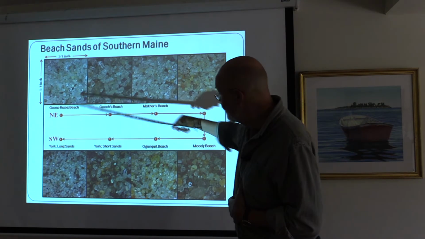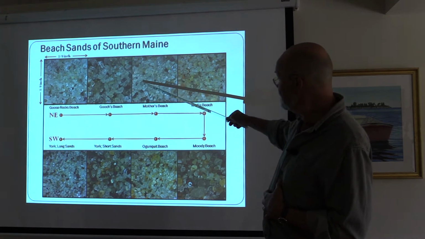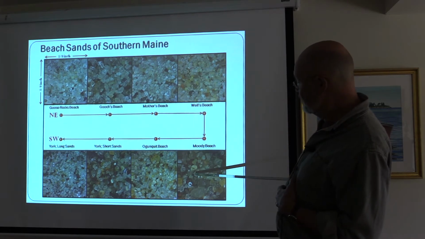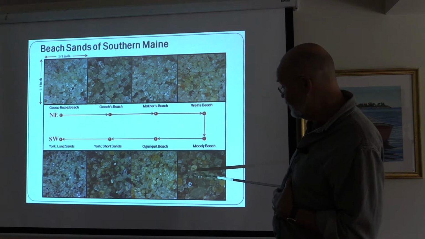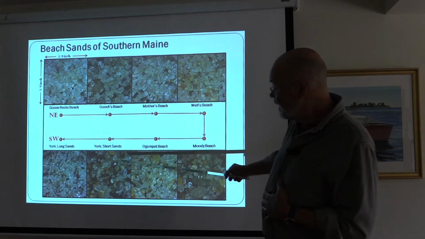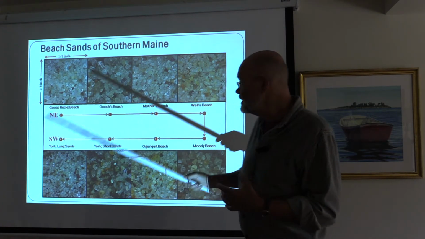As I'm driving from north to south, here's Goose Rocks. Here are the two Kennebunk beaches. This is Wells. This is Moody Beach. Look at that. Check that out. Is that a different looking sand or what? That's Moody. Here's Ogunquit. Here's one York sand, and here's the second York sand. So these are the different sands.